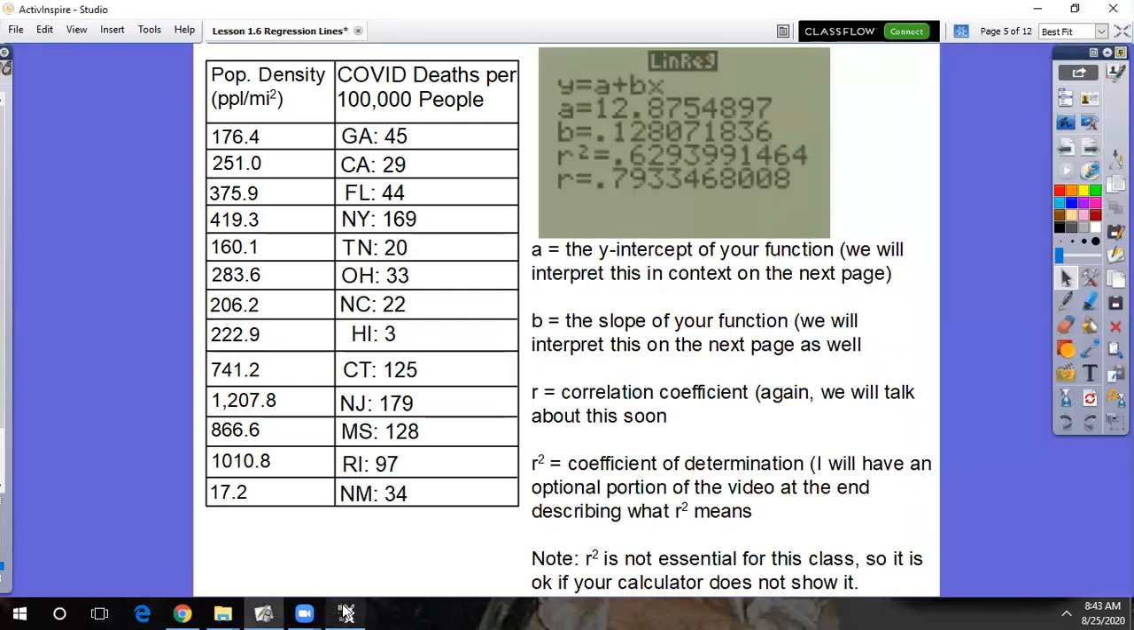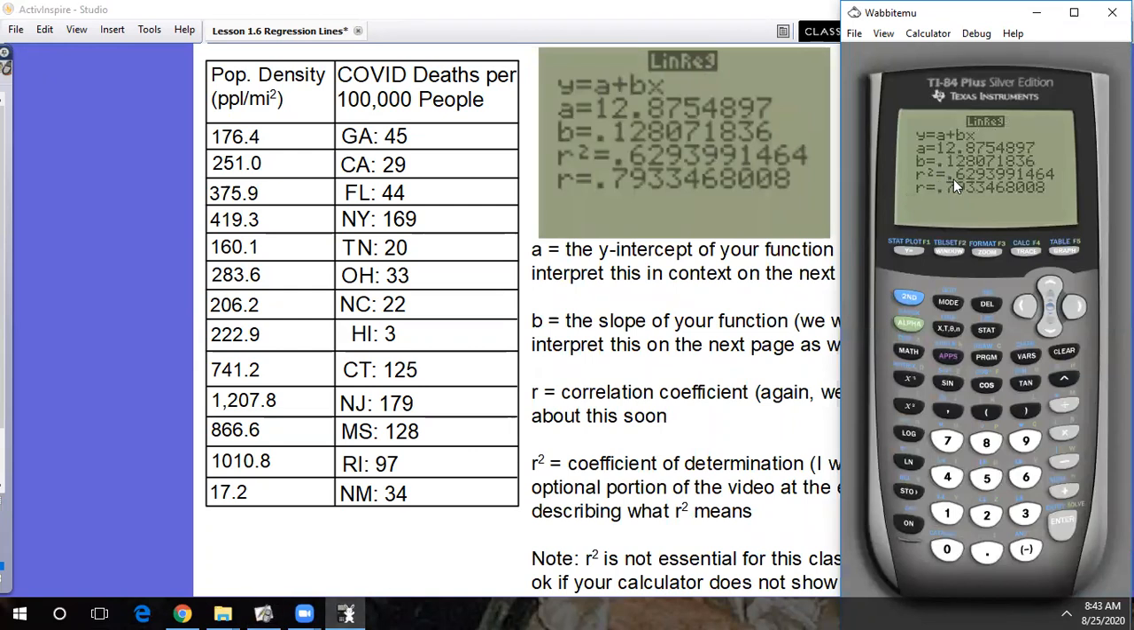R squared is going to be a little bit of a bonus, and I'm going to give an extra portion of the video just about R squared after the end. And R is what's called the correlation coefficient.